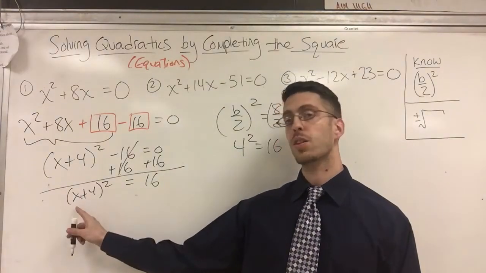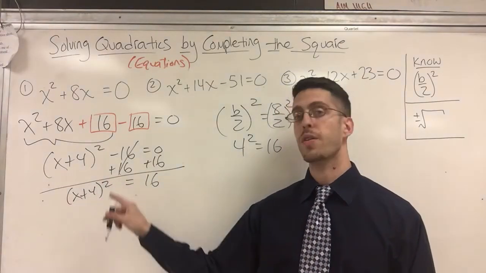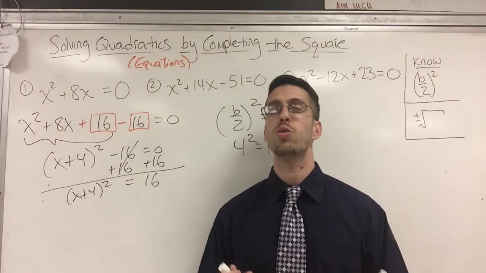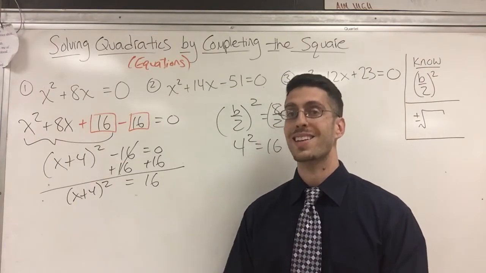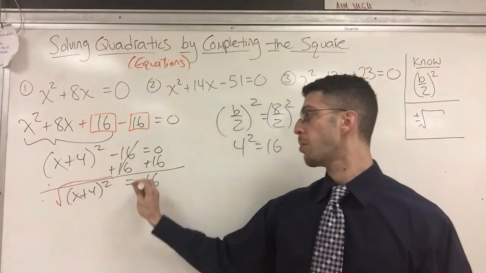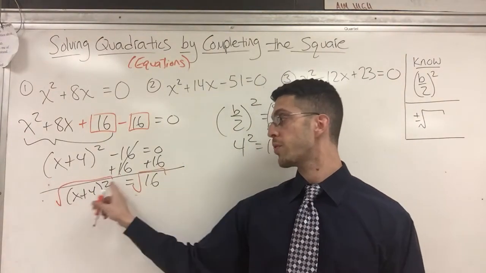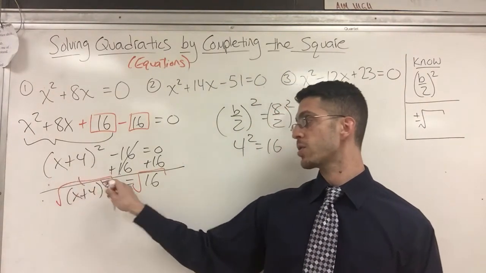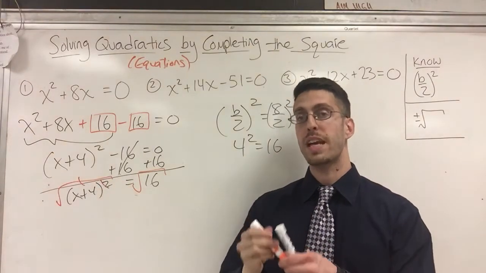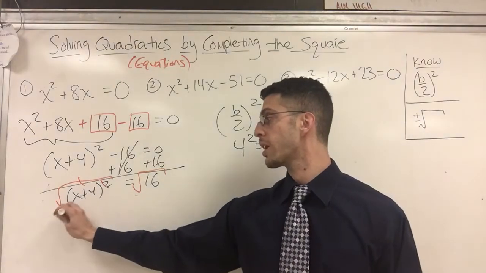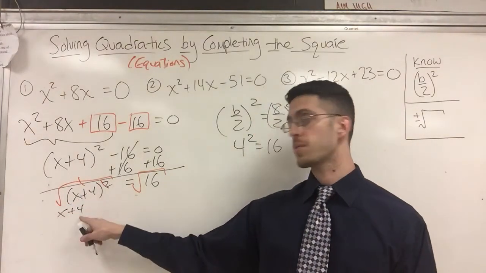I still need to get x alone. It's not alone yet. There's actually a square there. How do you undo, reverse, or inverse something that's squared? The opposite would be taking the square root of both sides. The square root of something squared, that kind of cancels each other out because they're inverses. And whatever's inside drops down, comes outside. So x plus 4 comes outside.